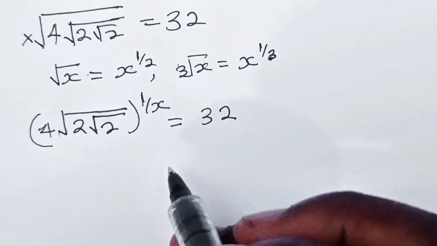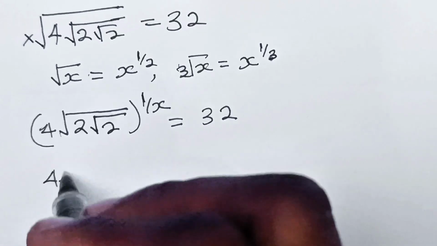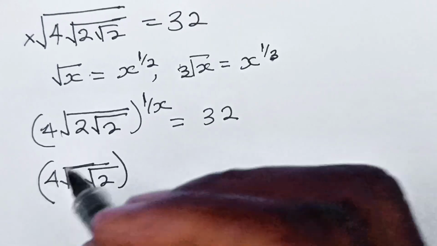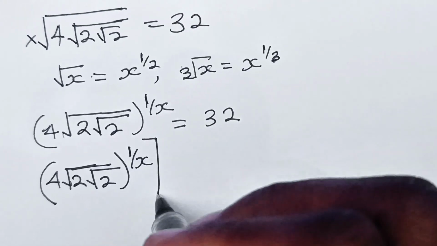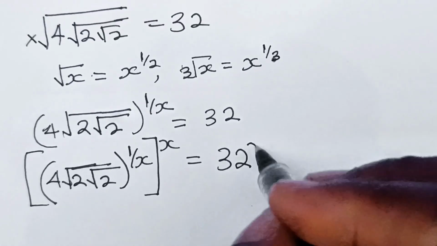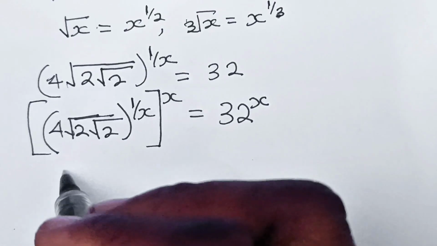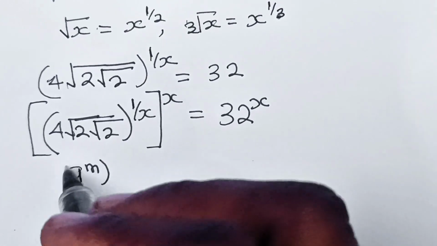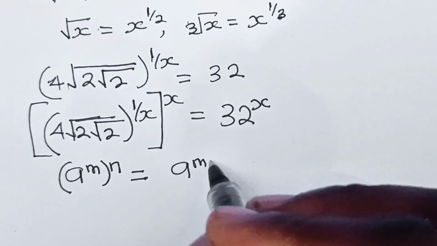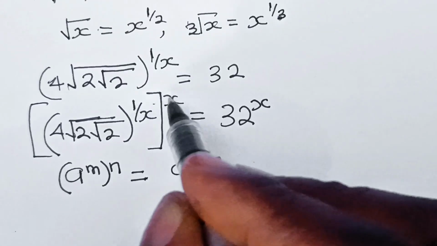Now let's raise both sides to the power of x. So if we do that, we have 4 root 2 raised to the power of 1 over x, raised to the power of x, is equal to 32 raised to the power of x. Now note that a to the power of m raised to the power of n is equal to a to the power of m times n. So it means that this is the same thing as 1 over x multiplied by x, right?